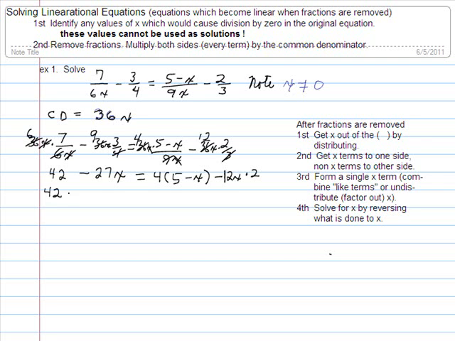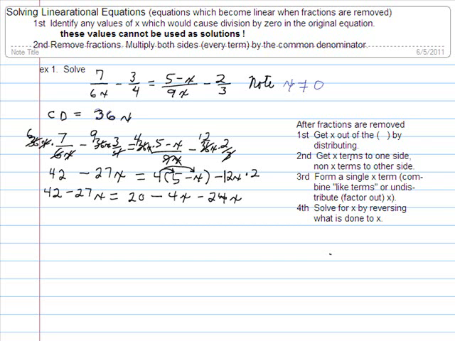It says to get the x out of the grouping symbol by distributing. So I'm going to distribute. I'll distribute the 4 onto the 5, and then I'll distribute the 4 onto the x. So I get 4 times 5, which is 20, minus 4 times x, which is 4x. And then the 12x times 2 is minus 24x. And now we've gotten x out of our grouping symbol.